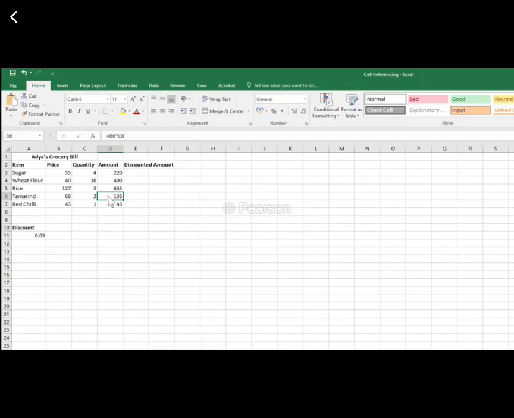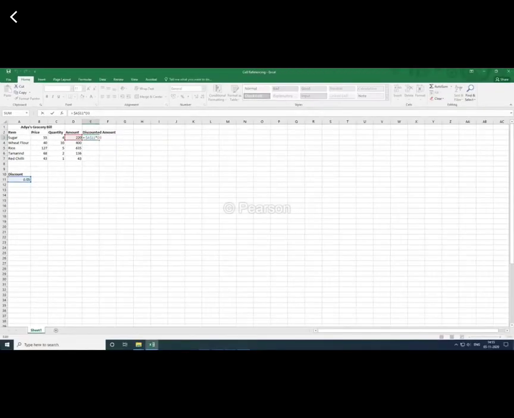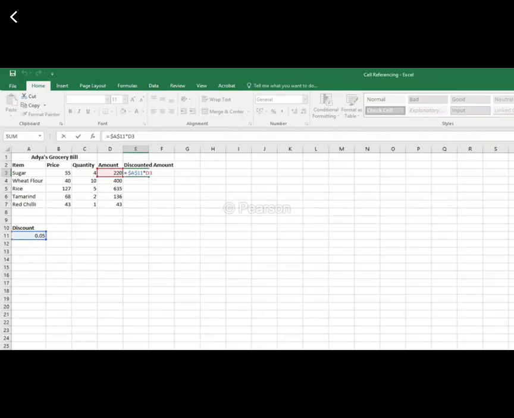Next, we have absolute referencing. In absolute referencing, the cells are referred by their fixed or absolute position in the worksheet. In this case, when a fixed value is to be used in the calculation, the particular cell reference has a $ sign before the column letter and the row number. In our example, suppose the shopkeeper plans to give a discount of 5%, which is 0.05. Then the discounted amount in each cell would be the total amount multiplied by the discount.